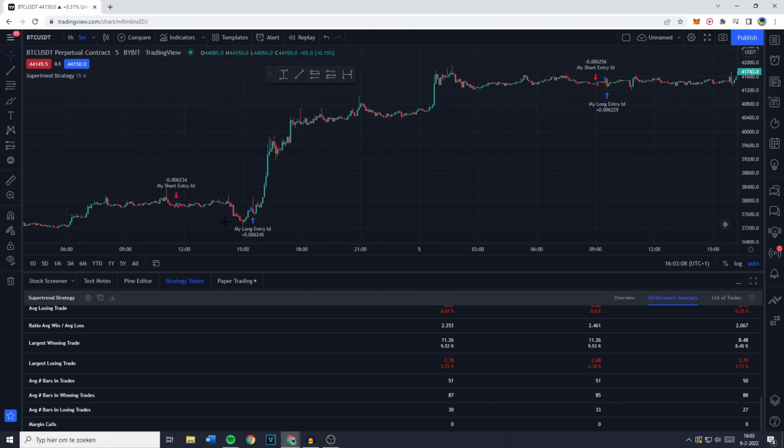Feel free to add this indicator, the Super Trend strategy, to your TradingView account, and then just play around with the settings and go over to the strategy tester.